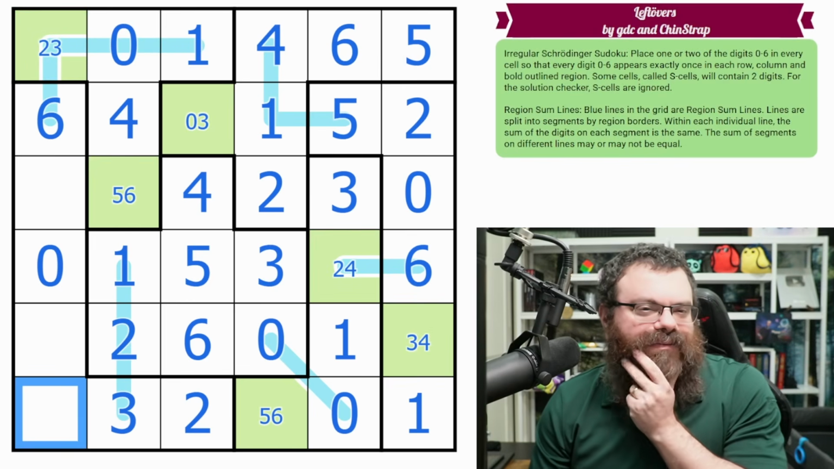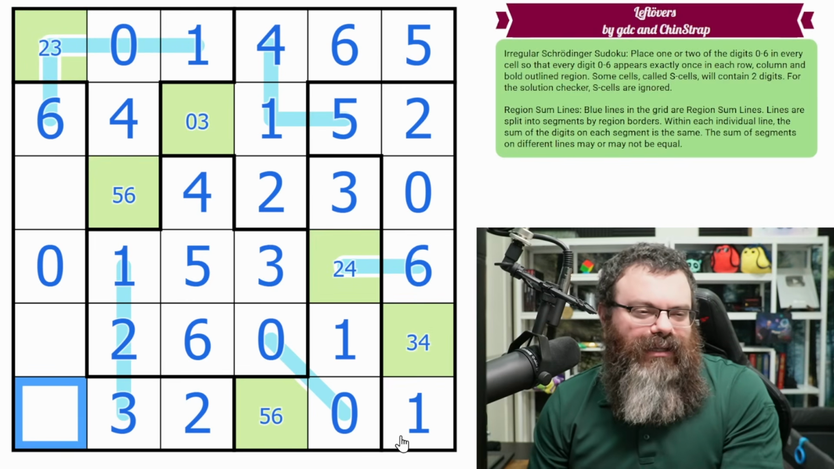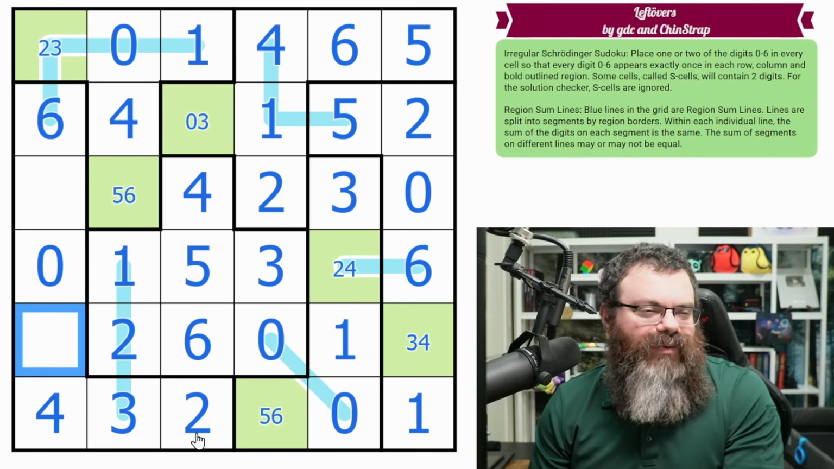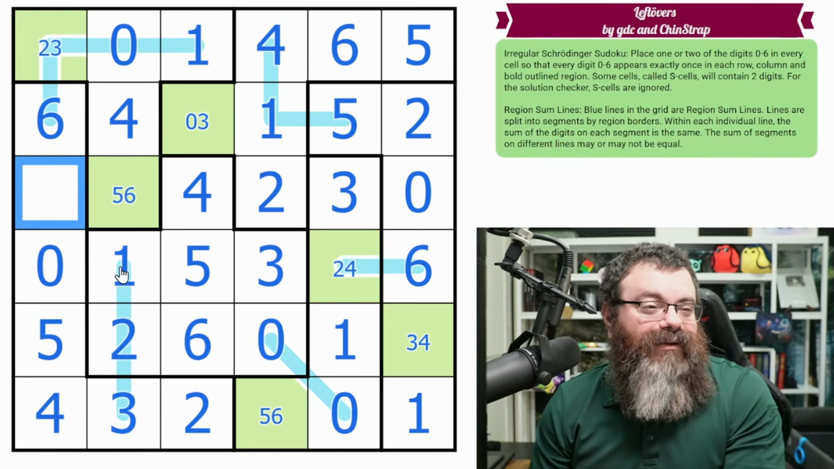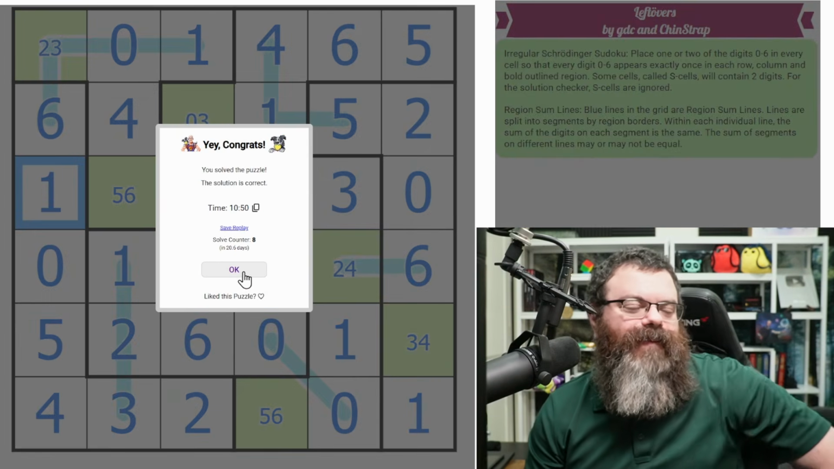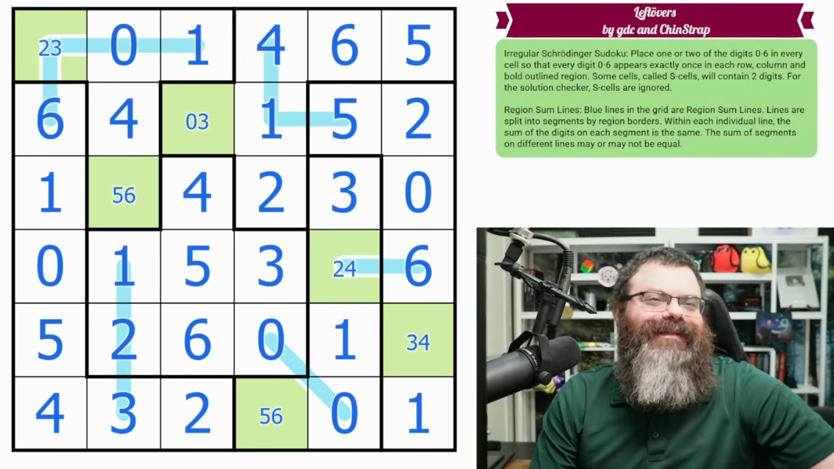All right. So this row, I think all the rows can finish. We need a 4 in this row. We need a 5 in this row. We need a 1 in this row. Wow, we finished. And it's the correct solution.